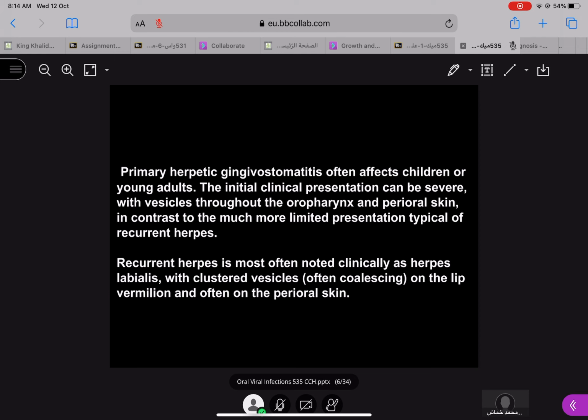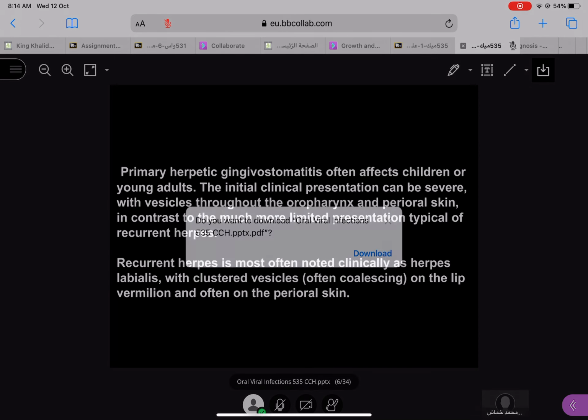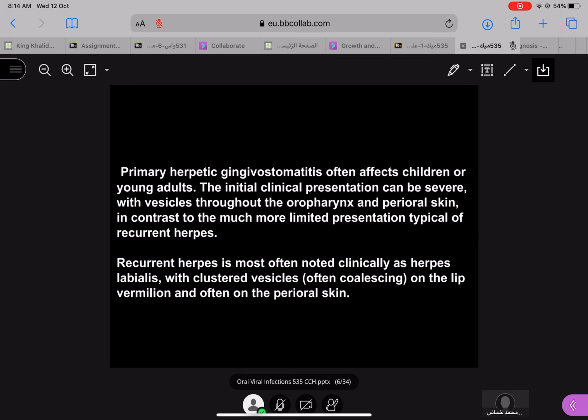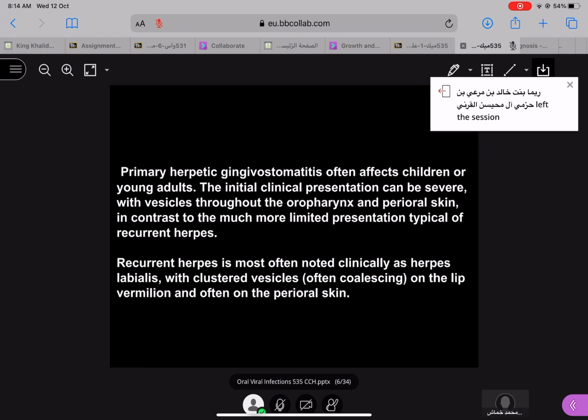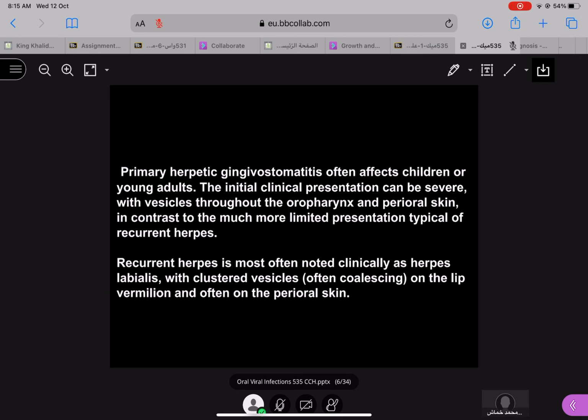Primary herpetic gingivitis often affects children or young adults, and kissing is one of the most important transmission routes of this virus. The initial clinical presentation can be severe with vesicles throughout the oropharynx and perioral skin, in contrast to the much more limited presentation typical of recurrent herpes.